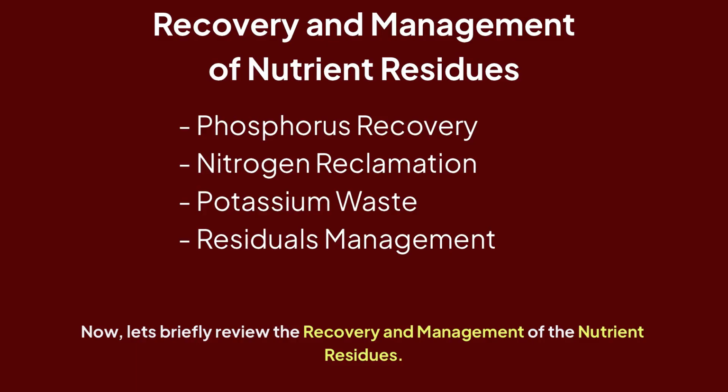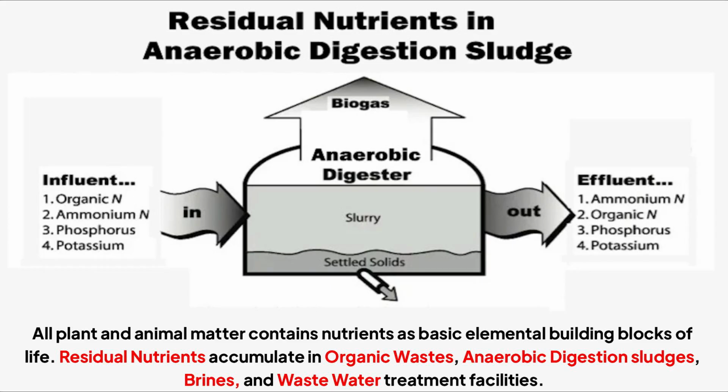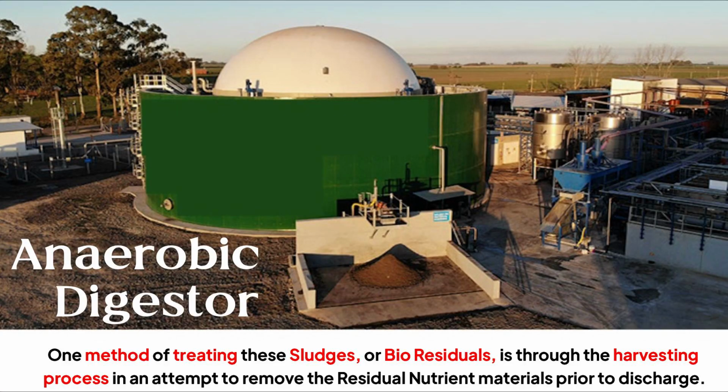Now, let's briefly review the recovery and management of the nutrient residues. All plant and animal matter contains nutrients as basic elemental building blocks of life. Residual nutrients accumulate in organic wastes, anaerobic digestion sludges, brines, and wastewater treatment facilities. One method of treating these sludges, or bioresiduals, is through the harvesting process in an attempt to remove the residual nutrient materials prior to discharge.